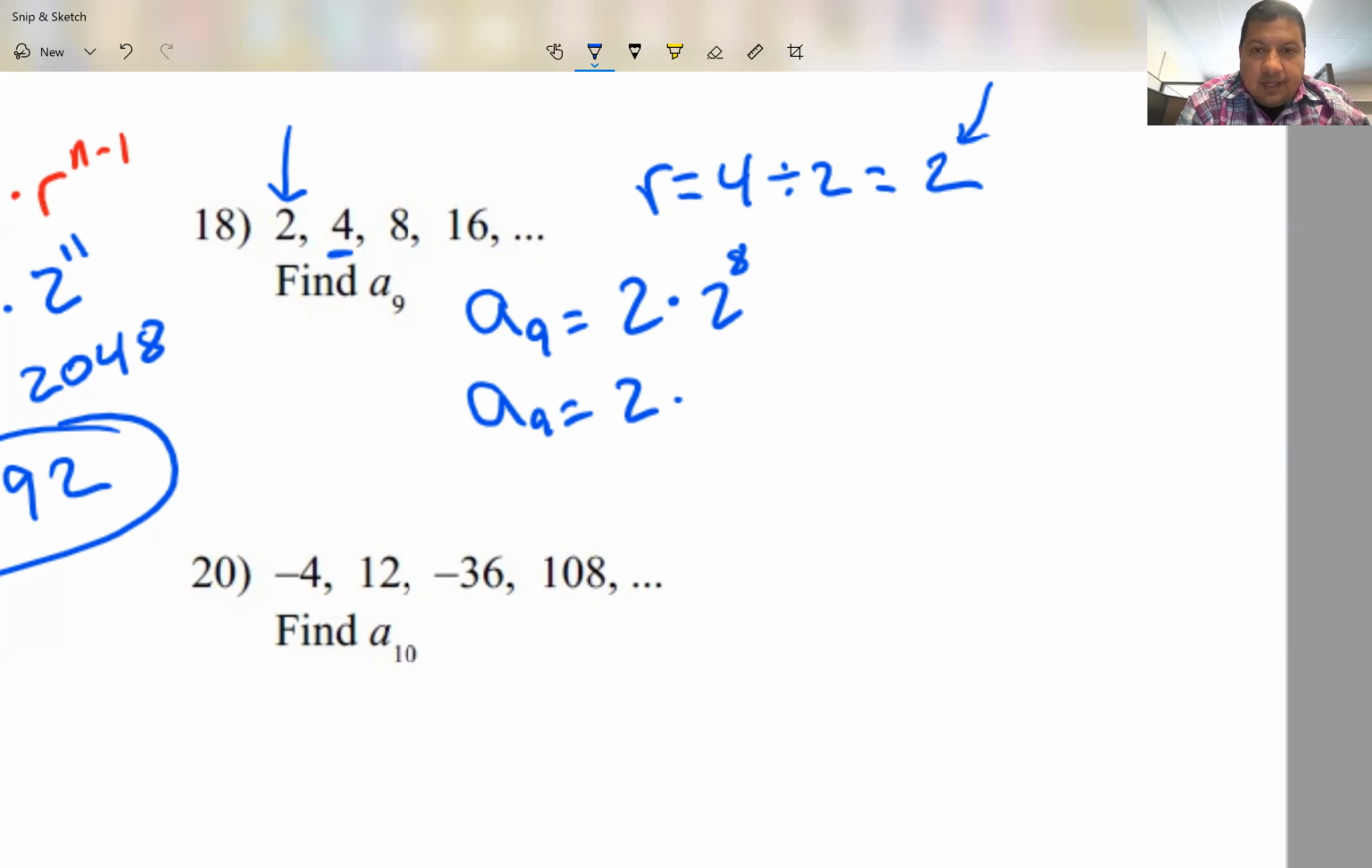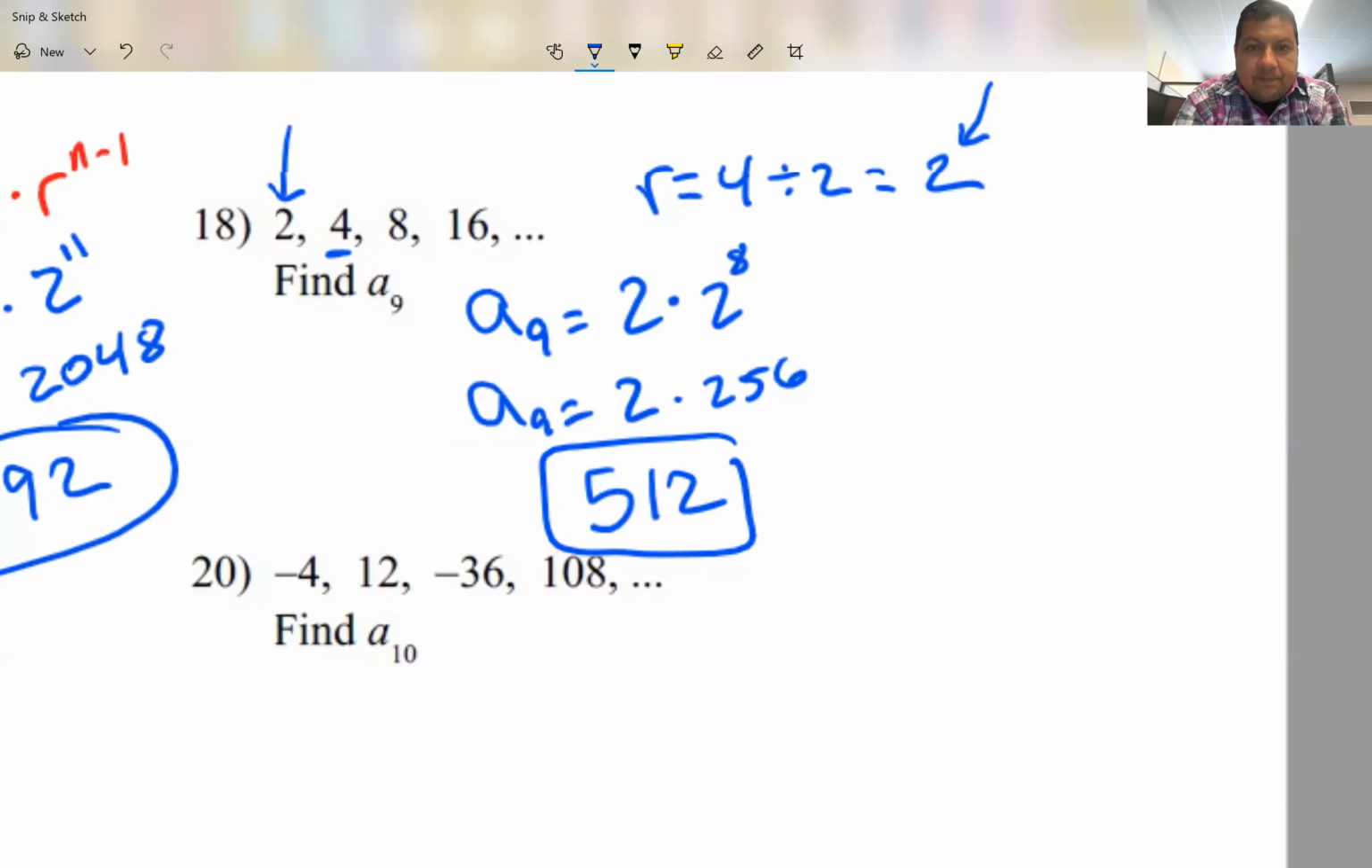Right? I type it on my calculator. It says 2 to the 8th is 256. Right? 2 times 2 times 2, 8 times, is 256. Now I'm just going to multiply these two numbers, and my answer is 512. I can do this the long way. I can literally come out with the list of 9 numbers: 2, 4, 8, 16, and multiply each time by 2 to come out with the next number. But honestly, that's the long way.